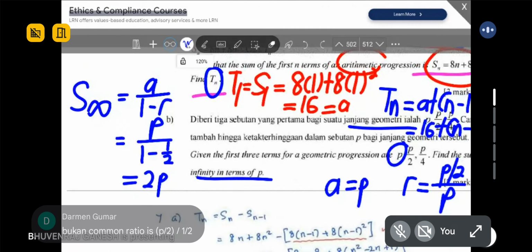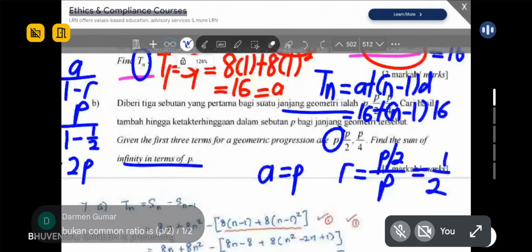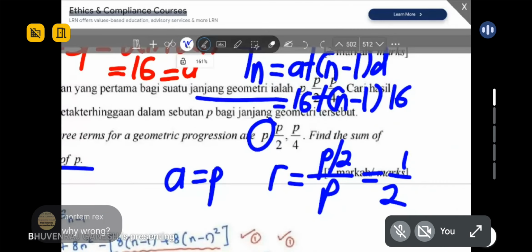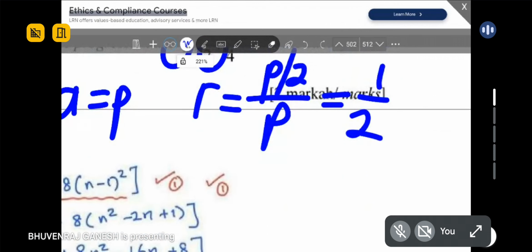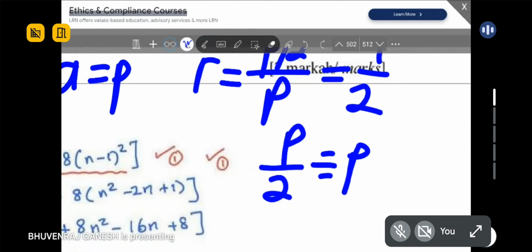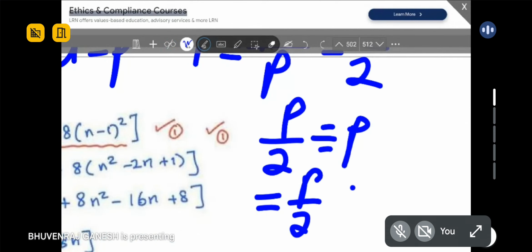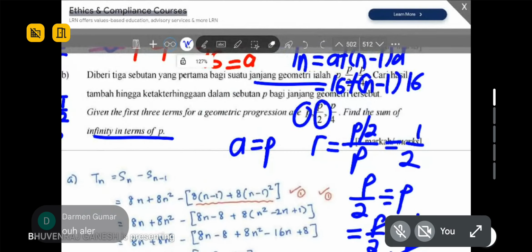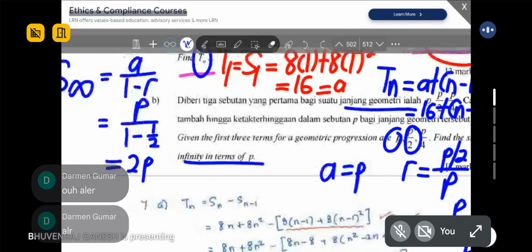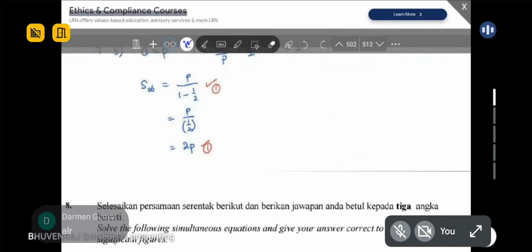Okay? Can, sorry. Bukan, common ratio is no. Common ratio is T2 over T1. So P over 2 over P. You write like this, guys. P over 2 bahagi P. So you get P over 2 times 1 over P. So P and P cancel. So the answer is half. Common ratio is 1/2. Just now I wrote 2. That's why wrong. Okay? Can, all of you?